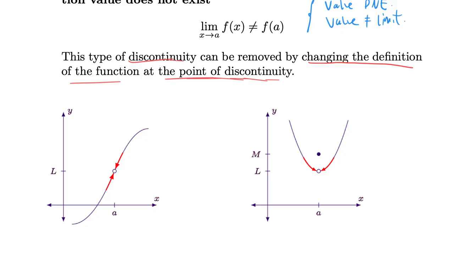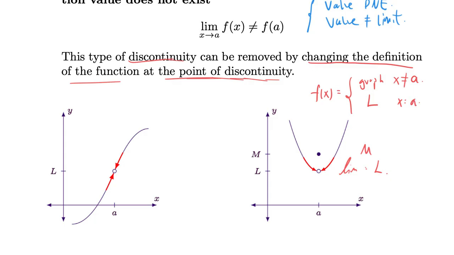So for example, let's look at this. Here we see that the limit is clearly defined. The limit is L, but the value is M, and they disagree. So this is a removable discontinuity. And the way in which this is removable is that we can say that f of x, let's say this is f, is equal to whatever's on the graph for x not equal to A, but it is equal to L specifically when x is equal to A.